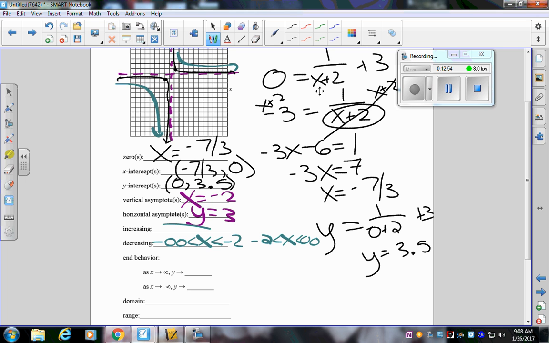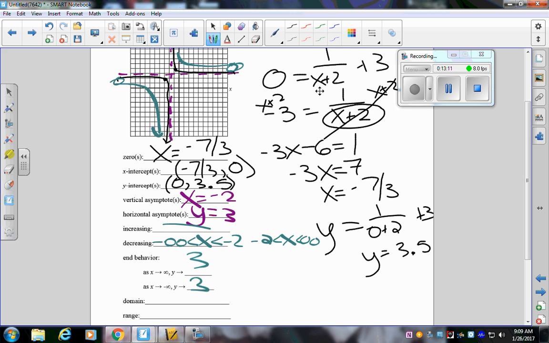End behavior. Pull out your horizontal asymptote. It's 3. This arrow is approaching 3, for a y value. It's never getting there, it's getting closer and closer. This arrow is approaching 3. It's not getting there, but closer and closer.